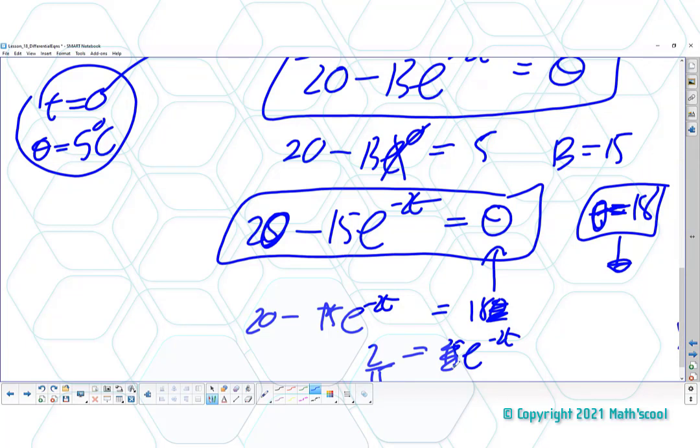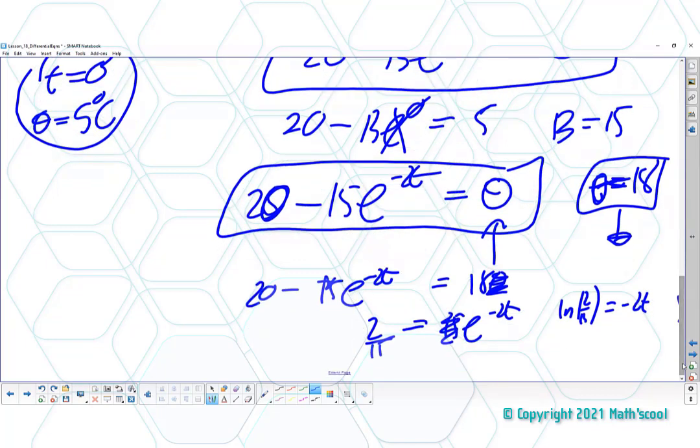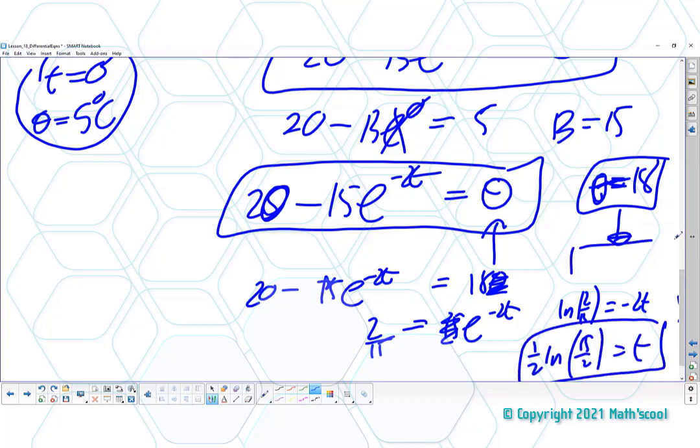Ln both sides, so ln of 2 over 15 equals minus 2t. Divide both sides by minus 2. A half ln 15 over 2 is equal to t. Stick it in the calculator and you get an answer that's quite close to 1. So t equals 1 hour. So it will take an hour for that Coke to become completely undrinkable.